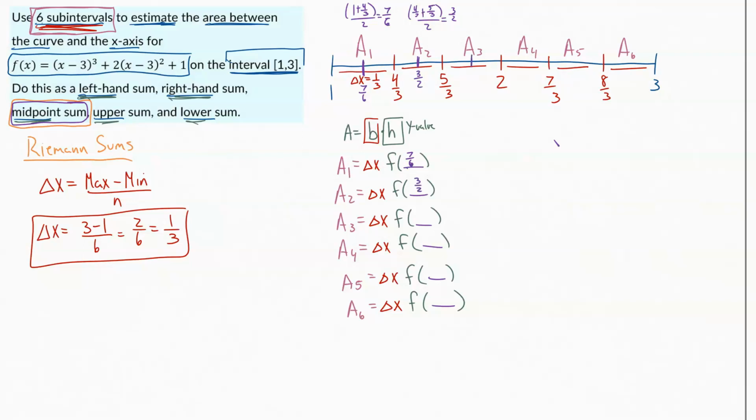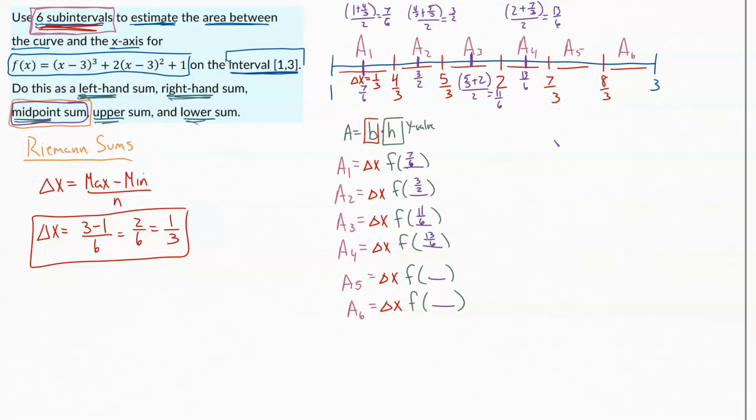We keep going down the list and playing the same game. So the midpoint on A3 is going to be 5/3 plus the right side, which is 2. We divide that by 2, and we end up getting 11/6. So the midpoint on A3 is 11/6. Do it again on A4. We need our midpoint. You know, this is where it just gets tedious. It's not difficult. It just takes a while. So find those midpoints, add those two together, divide by 2. We get 13/6. So that'll be our midpoint on A4.